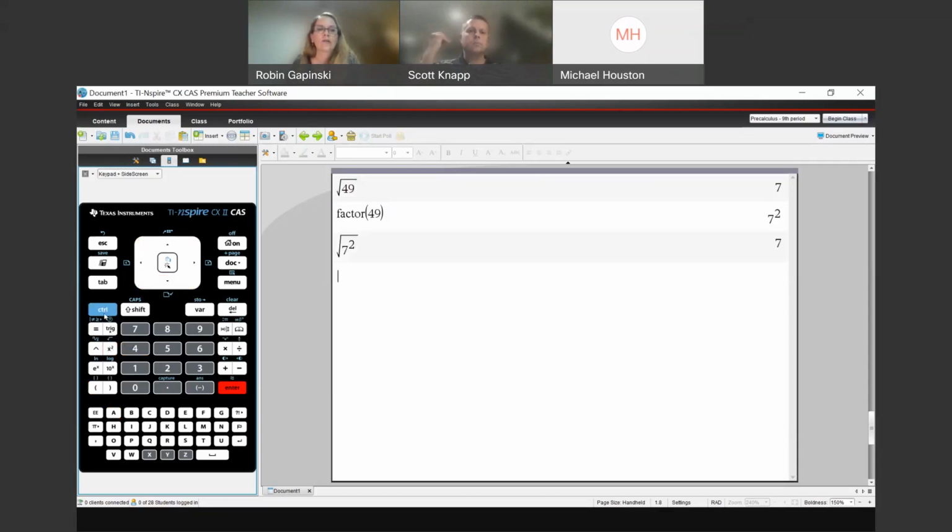Now I start having them look for patterns with these numbers. What happens if I say square root of 50? They get the value there. Now let's factor 50, and square root it in factored form. And what are we observing?